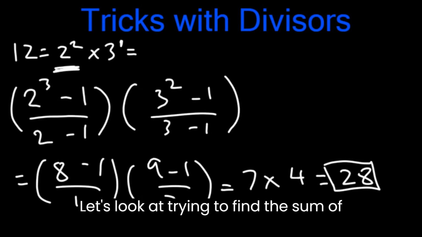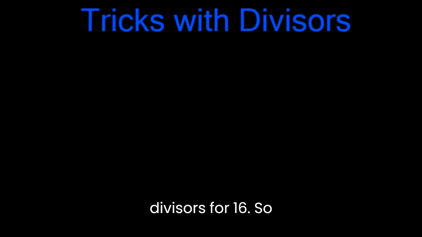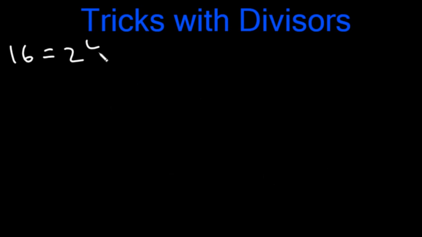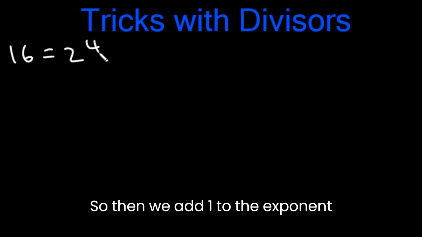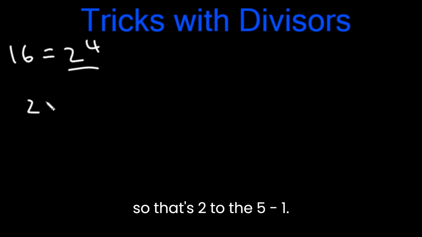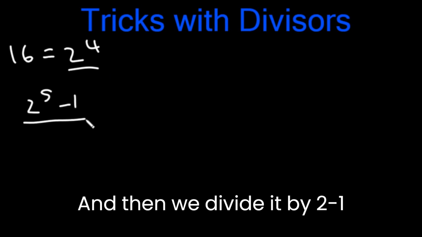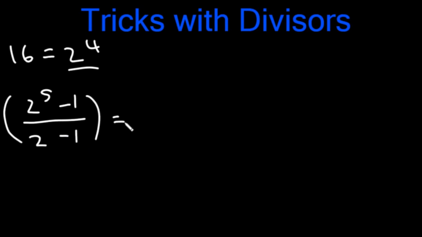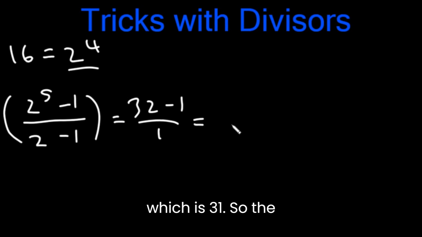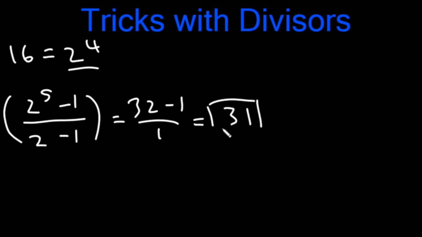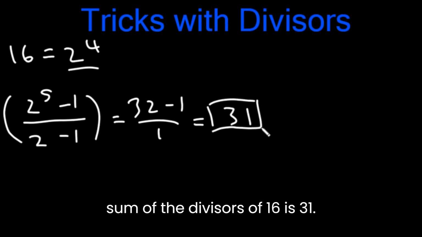Let's look at trying to find the sum of divisors for 16. So 16 is 2 to the 4th. Then we add 1 to the exponent, so that's 2 to the 5 minus 1, and then we divide it by 2 minus 1. So this is 32 minus 1 divided by 1, which is 31. So the sum of the divisors of 16 is 31.